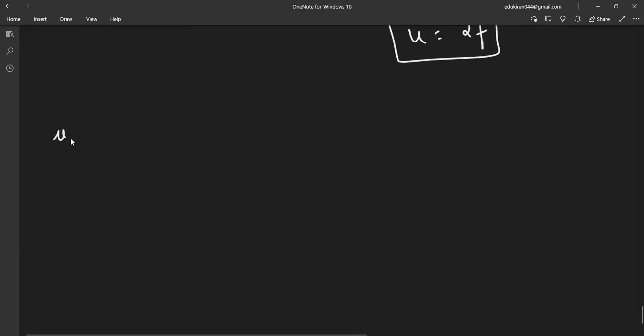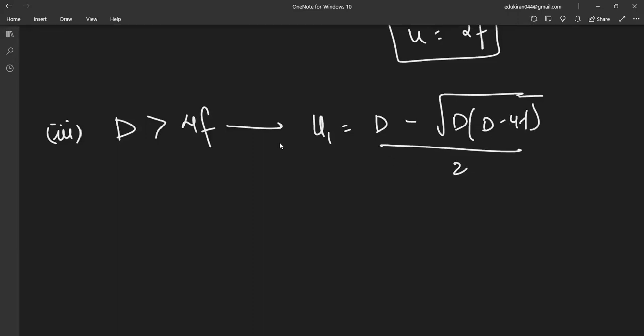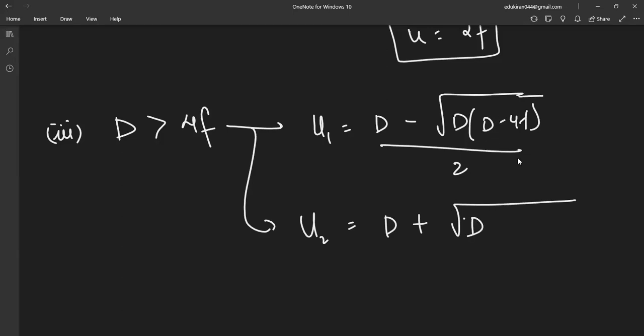Last, third case, if D is greater than 4F, then you can directly use both formulas. One value of U you will get as D minus under root D squared minus 4FD, divided by 2, and the other value as D plus under root, divided by 2. Normal formula you have to use if it is greater, because nothing special will occur. Both these values you will get. So two positions are possible.